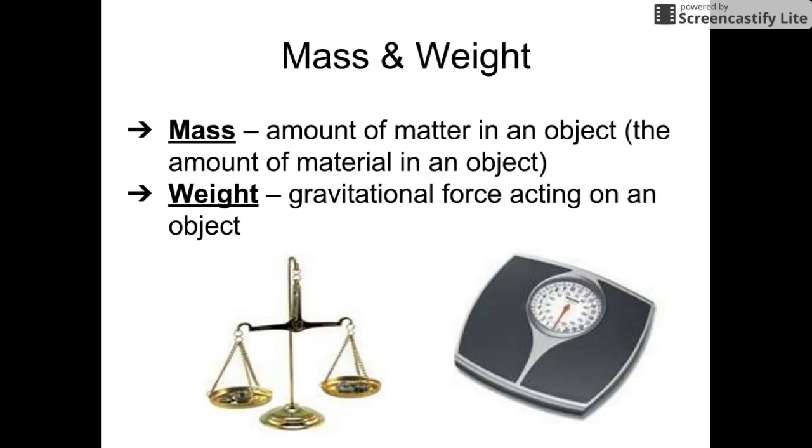Mass is defined as the amount of matter in an object, how much stuff there is. Weight, on the other hand, is the gravitational force acting on the object. So let's see the difference between mass and weight in a real life situation.